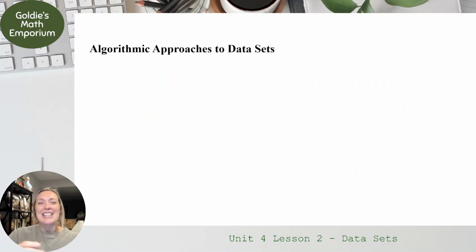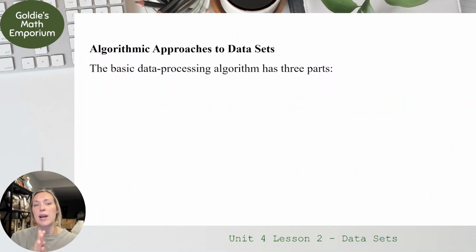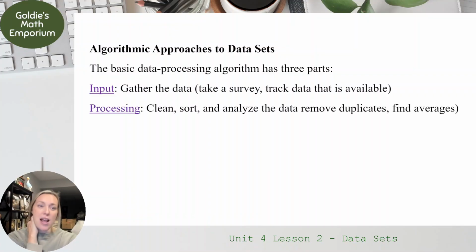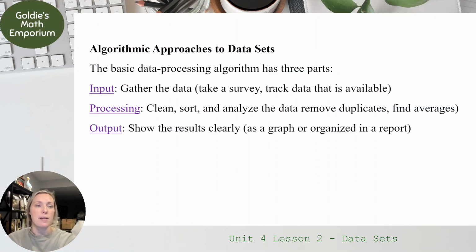Okay. So algorithmic approaches, okay? A basic data processing algorithm has 3 parts, okay? Input: gather the data, okay? Take a survey, track data that's available, etc. So many ways to get the data. Processing involves cleaning, sorting, and analyzing it, okay? So this would be, for example, removing duplicates, finding averages. You would be looking at the data to process it in some meaningful way.